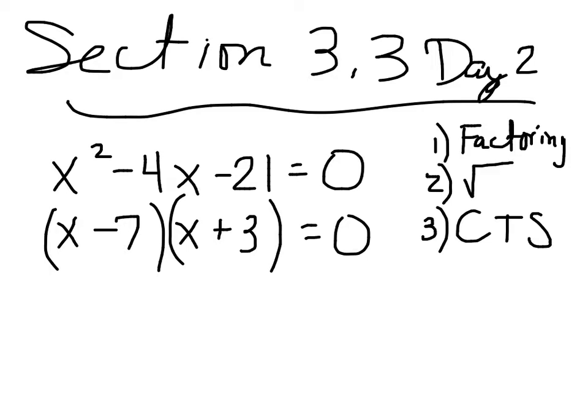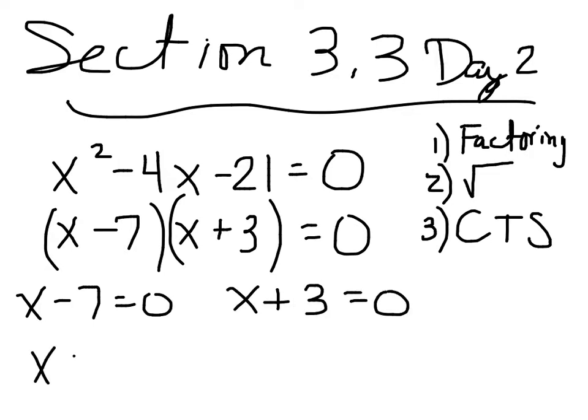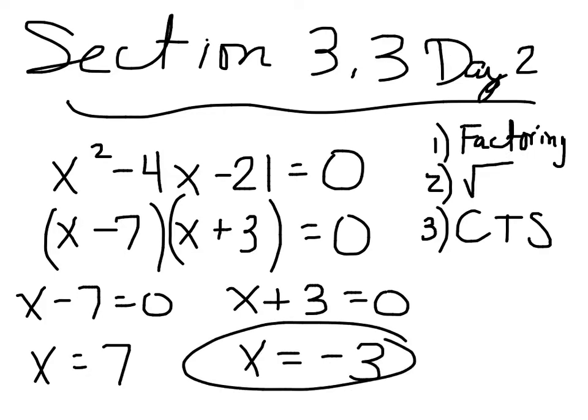Then once I have it factored completely, which you did a beautiful job of, by the way, now we set each group equal to 0. So x minus 7 equals 0, x plus 3 equals 0. And then if I add 7 to both sides, and if I subtract 3 from both sides, I get negative 3 and positive 7. And I'm done.